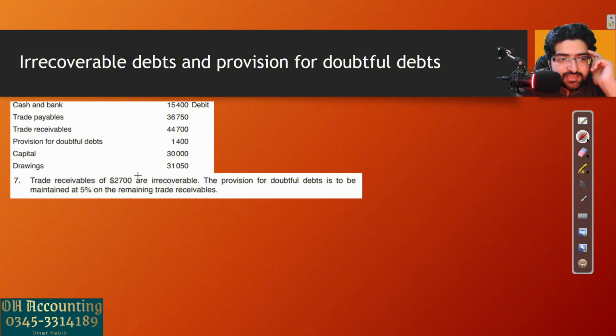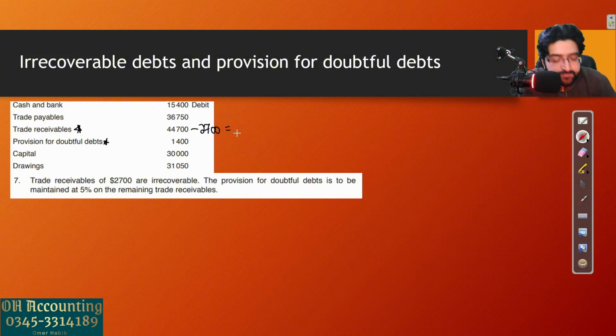Okay. So let's see. This is how the question is given. There are a lot of things usually given in the question. We only have to focus on trade receivables and provision for doubtful debts for this adjustment. Okay. So let's read. Trade receivables of 2,700 are irrecoverable, which means out of this 44,700, we are not going to receive $2,700. We are not going to receive that money.